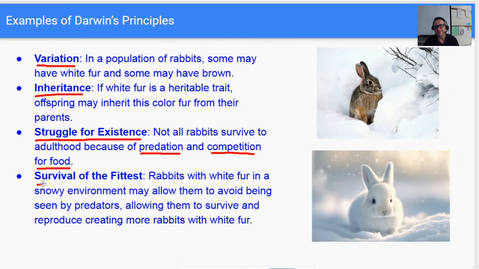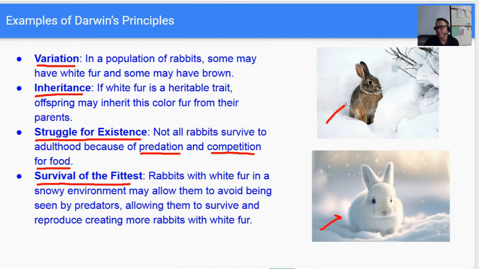And the last one is survival of the fittest. So maybe this rabbit right here with the white fur, since they're living in a snowy environment, it's going to be harder to see him. So this white fur is going to be an advantage. The white fur is an adaptation that's going to increase that rabbit's fitness because it's going to give it a better chance to survive and reproduce.